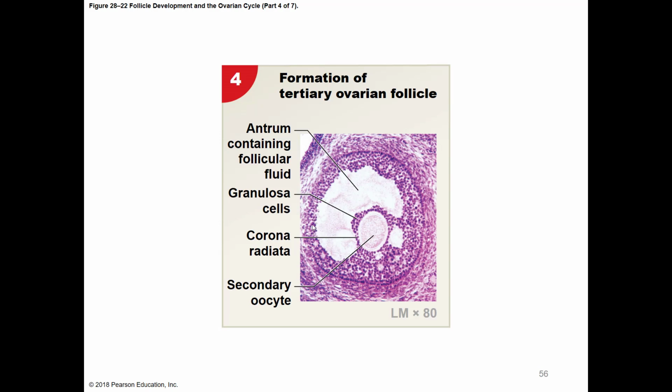The secondary ovarian follicle has doubled in size and is now called a tertiary ovarian follicle. And it will continue to grow and accumulate follicular fluid leading up until the time when we actually have release of this in the process of ovulation.